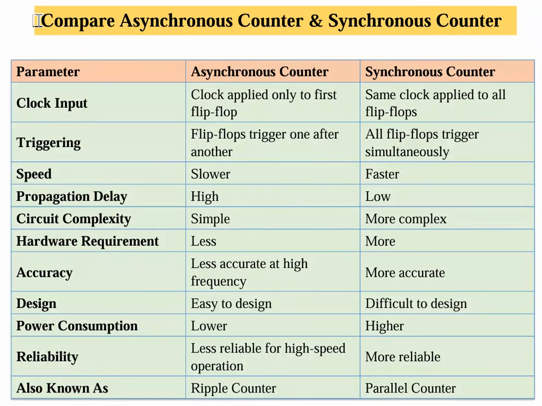Today we will see the difference between asynchronous and synchronous counter. There are 8 to 9 parameters, and the first parameter is the clock input. In case of asynchronous counter, the clock is applied only to the first flip flop. And how do the other flip flops get the clock? From the output of the first flip flop.